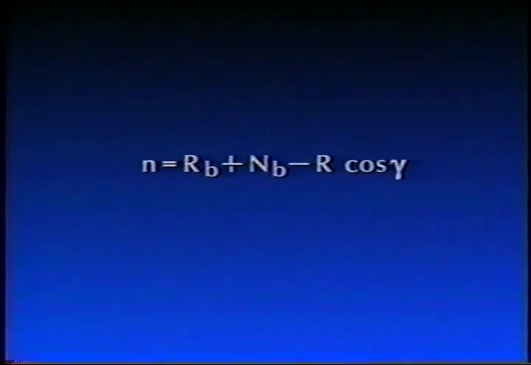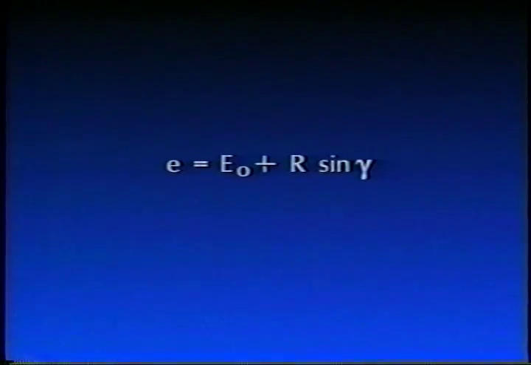Finally, we calculate the easting of the station. By solving R sine gamma, we find the easting difference between the central meridian and the station. The value will be positive if the station is east of the central meridian, negative if it is west. Add the value to E sub O, the easting of the central meridian, to obtain the easting of the station, noted as small e. We now have finished the process known as direct or forward computation.